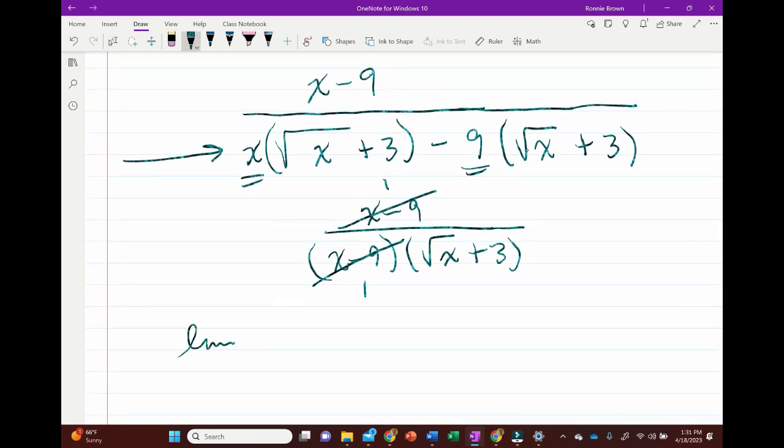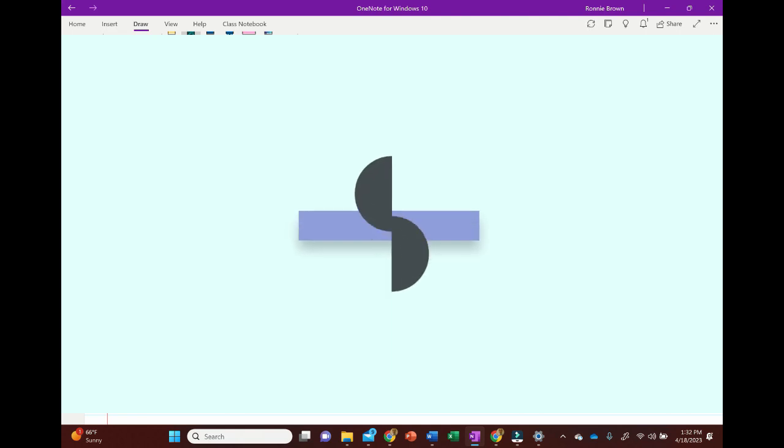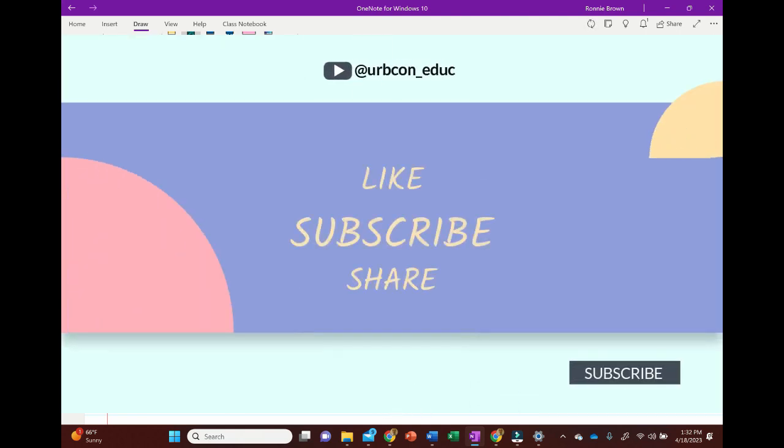So then we're back to the limit as x approaches 9 of 1 over the square root of x plus 3. And now we can go ahead and substitute. So if we substitute 9 in for x, we'll have the square root of 9 plus 3. So the square root of 9 is 3, so that's 3 plus 3 is 6. All right, so that's just a couple of basic problems that we wanted to look at with finding limits.